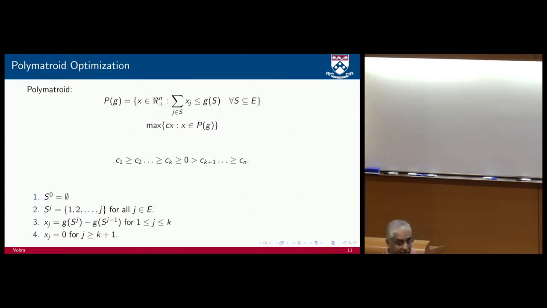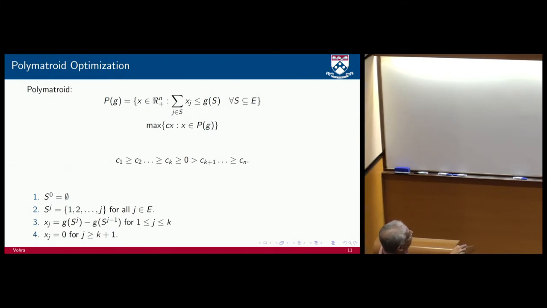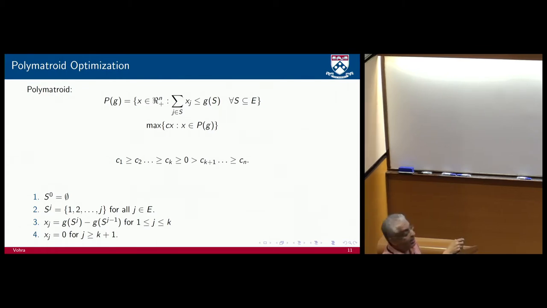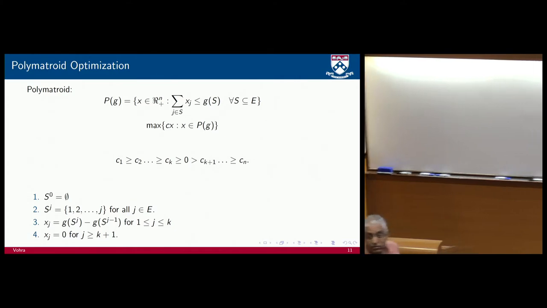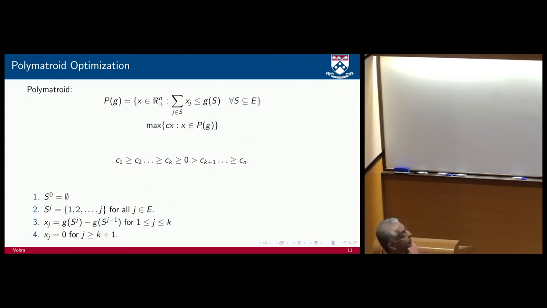Now, why does that help us? This is a digression. Give me a monotone non-decreasing submodular function G. I can associate a polyhedron with it. Here it is: x is non-negative, and the sum of x_j over j in S, for every subset S, is less than or equal to G of S. That's called a polymatroid.